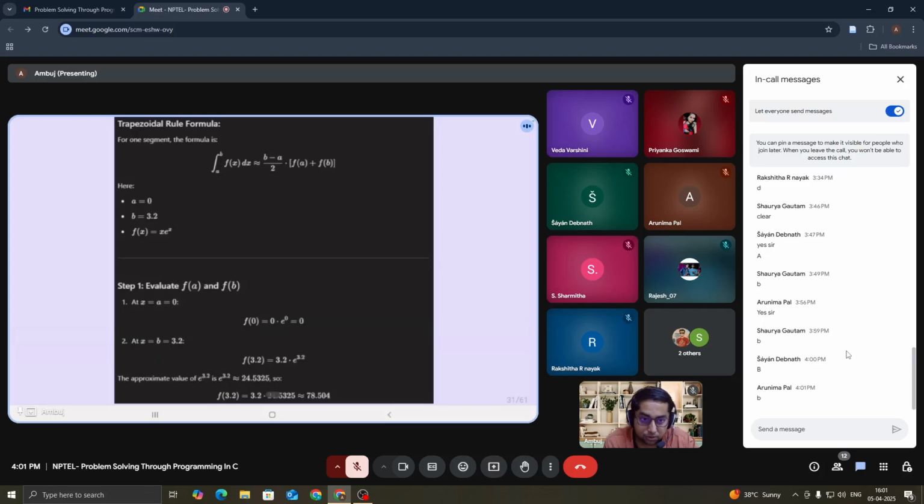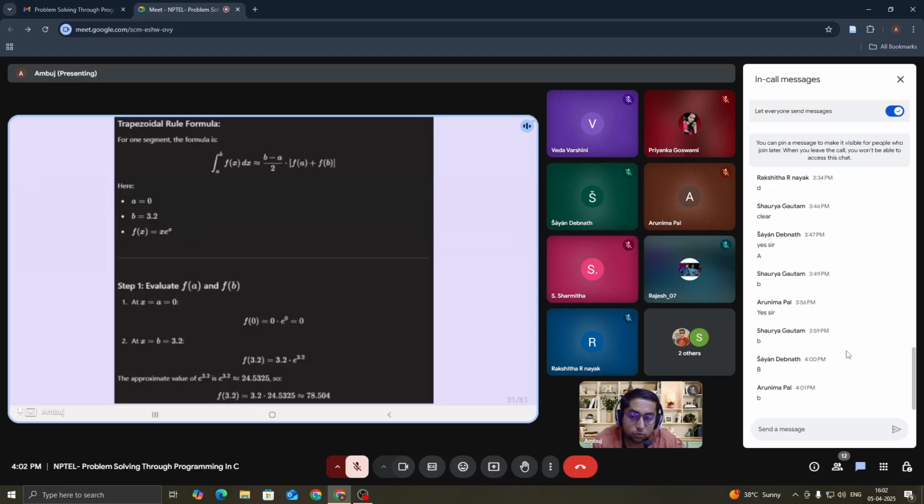First of all, understand what is trapezoidal rule formula. When you are using one segment only, the trapezoidal formula reduces to: definite integral a to b f of x dx is given by the expression (b minus a) by 2 times (f of a plus f of b). Now a is here 0, b here is 3.2, f of x is x into e power x. Evaluating f of a and f of b: for x equal to 0, it will be 0 into e raised to power 0, which will be equal to 0.